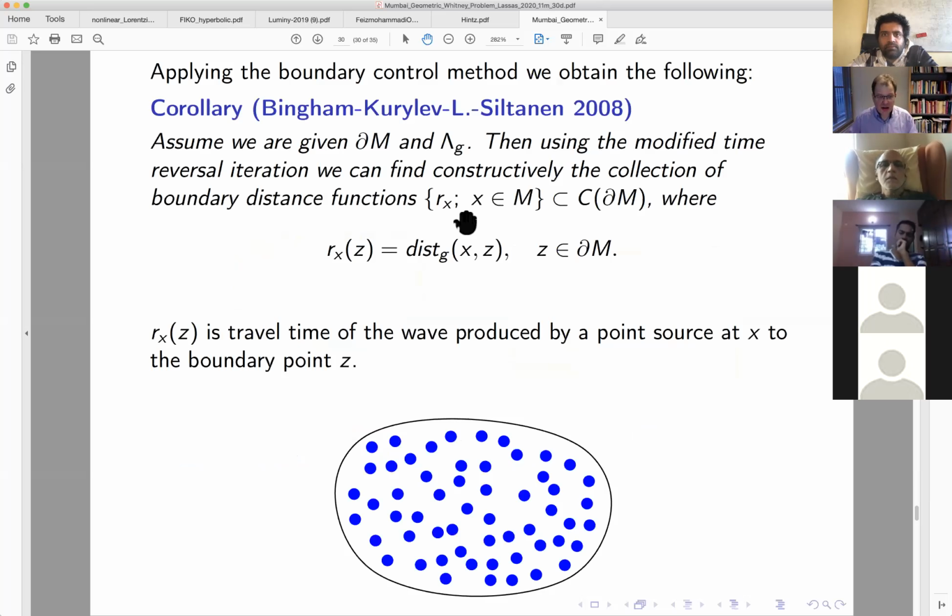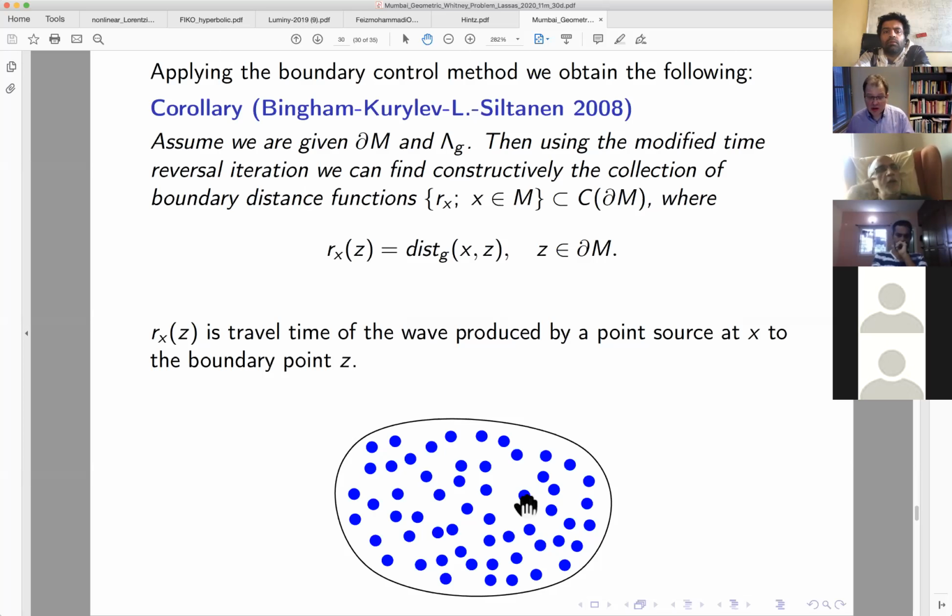So how is this related to manifold learning? With Bingham, Kurylev, and Siltanen, we showed that there is a very simple procedure, basically an iterative method, where we send waves into the medium, measure what comes out, modify it a little bit, send the wave again, measure what comes out, and all the time we are doing time reversal and some other simple operations. Then we are able to concentrate waves to a single point at a given time.